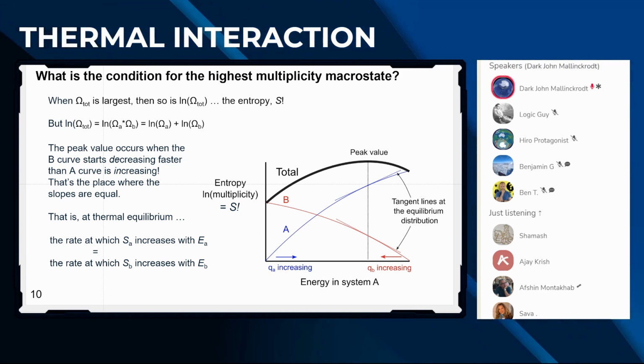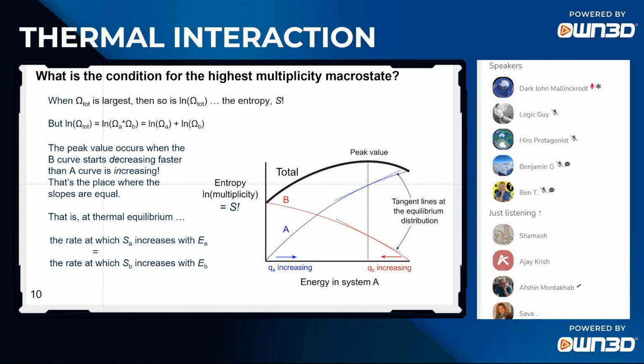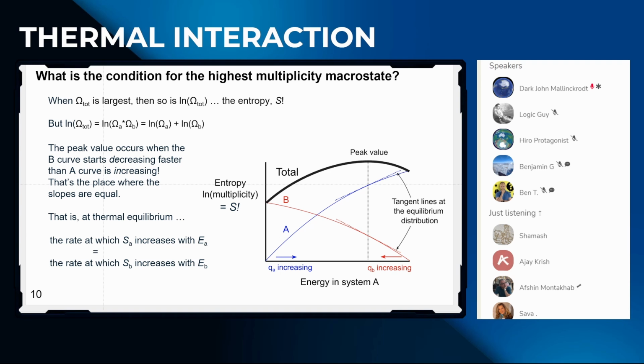So in the case of the interacting systems, that multiplicity has a peak because it's the product of one thing that is increasing as QA increases and another thing that's decreasing as QA increases, sorry.